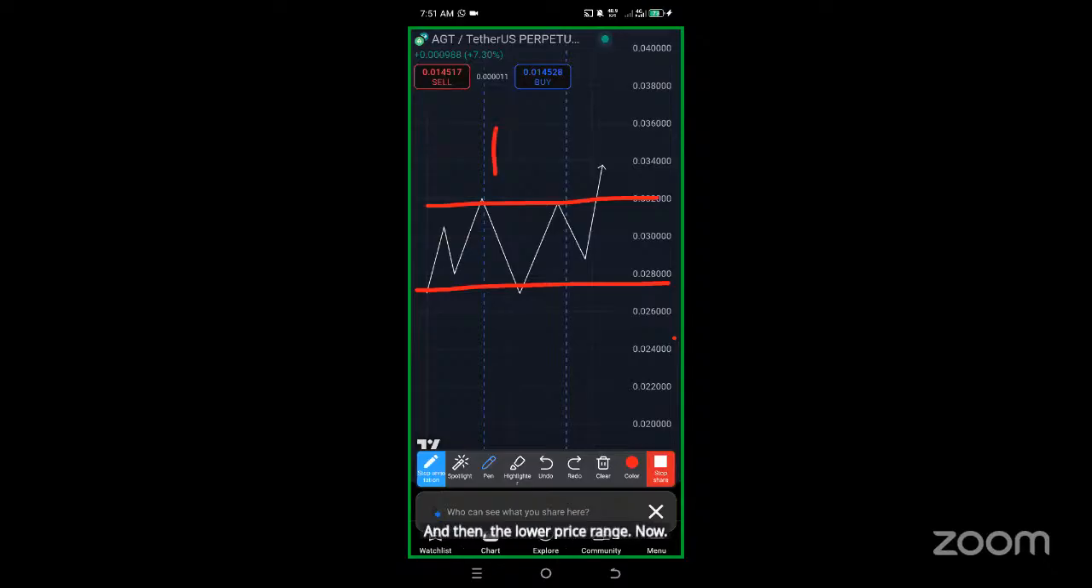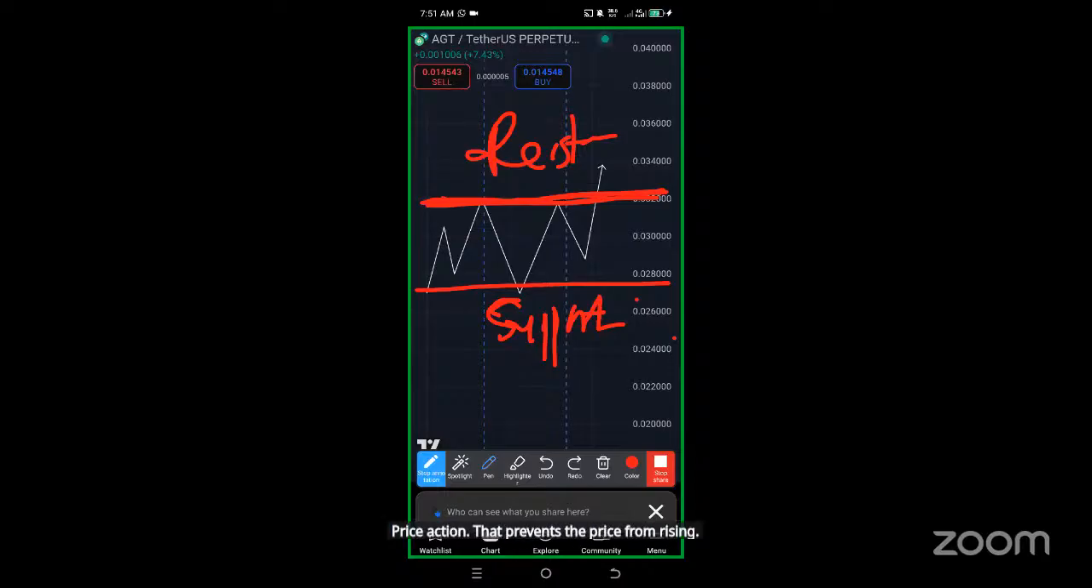Now, the upper price range is what we'll refer to as a resistance. And then the lower price range is what we'll refer to as a support. So any area that resists price action, that prevents the price from rising, becomes a resistance. Any price level that prevents the market price from continuing to drop is called a support. Remember, prices react to these specific price levels over time.